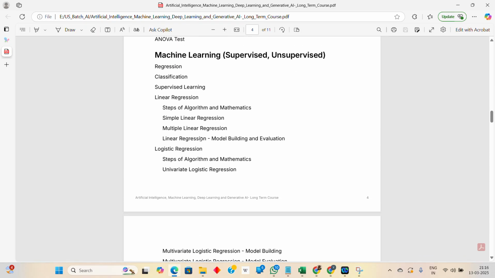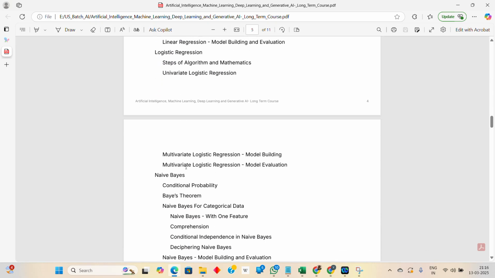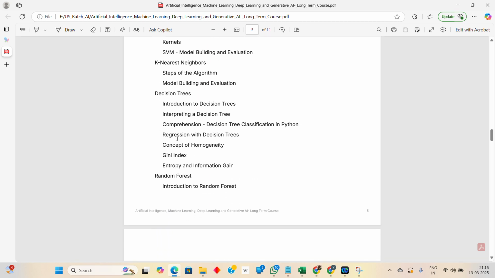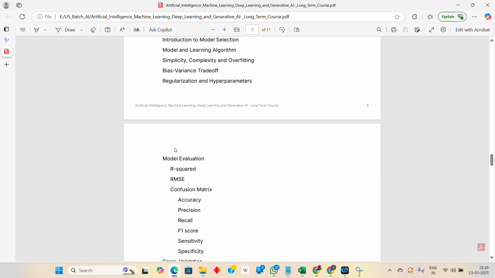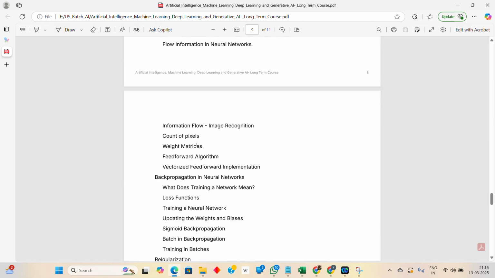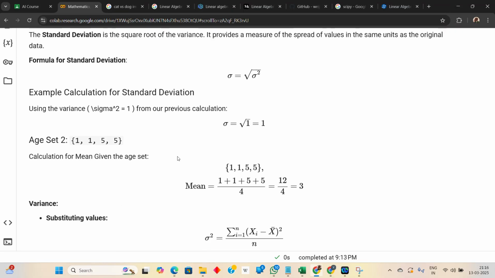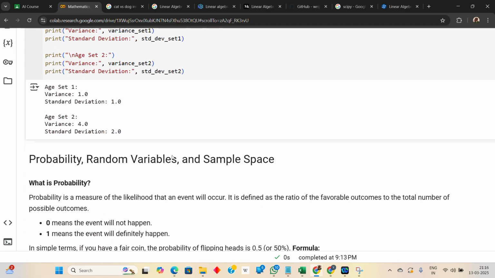In machine learning, what are there? Regression, classification, supervised, linear regression, logistic regression. Naive Bayes, support vector machine, k-means, decision tree, random forest. Boosting is there. NLP is there, and deep learning. There are many more as part of this course. Okay, so now let us discuss the probability concepts.